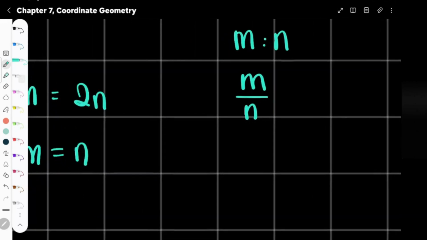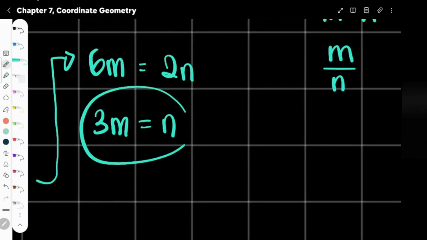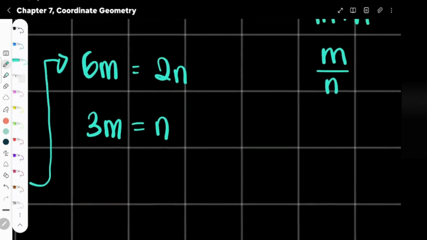So if I were to change it, it becomes m over n, right? That means we want a fraction form. Is this a fraction form? No, right? So we can technically do, we want the n on the bottom, right? We want the n on the bottom, right? So we can move this to the right side. Okay, it becomes n over m equals 3.